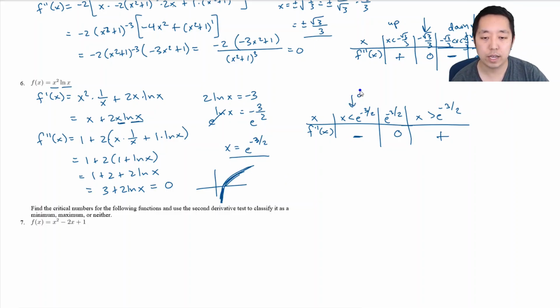So this is concave down. This is concave up, like this interval. And then here is a point of inflection. Okay.